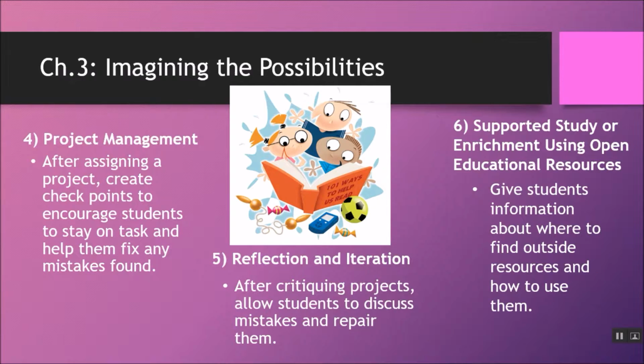Number 5, reflection. After critiquing projects, allow students to discuss mistakes and repair them. After a class strictly on project management, an educator could have the students, as this goes back to the first step, analyze. They reflect and analyze what their project is at that moment and what they can do to make it even better. They will also be able to figure out what's the next step overall.